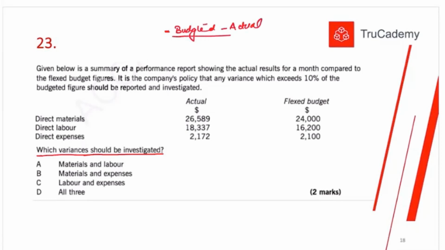Then we need to compare it always with the budgeted. That is our target. Divide by the budget, multiply by 100. Yes. So variance as a percentage. This is the same percentage formula. Yes, sir.